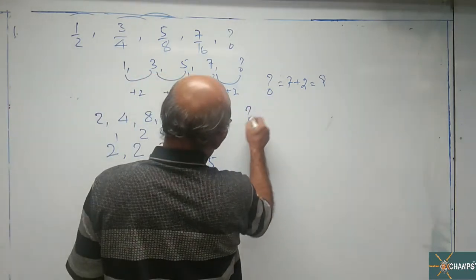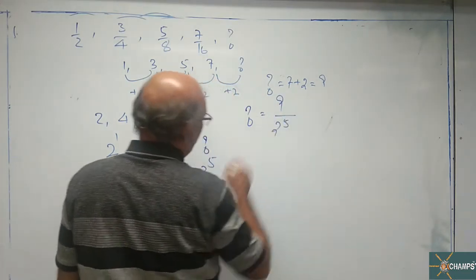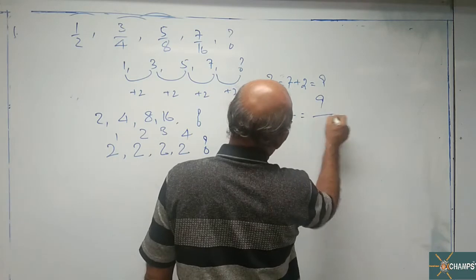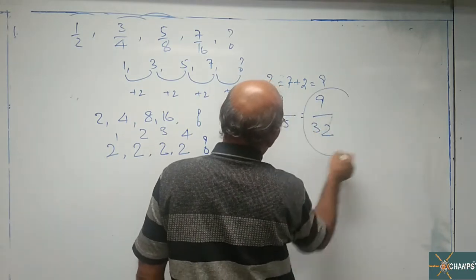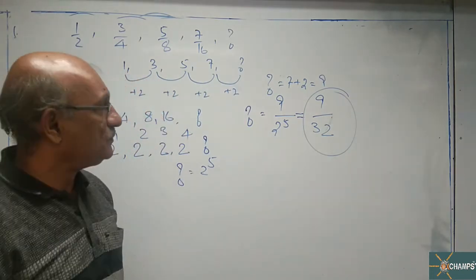Now the question mark is equal to, in the numerator I'll get 9, in the denominator I'll get 2 power 5. So this is 9 divided by 32. 9 divided by 32 is the missing figure here.